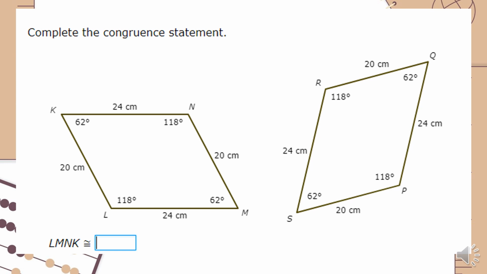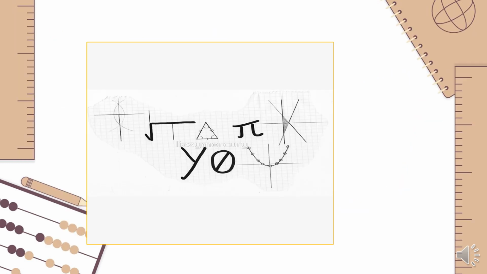Now move to the next shape. Complete the congruence statement. Again, LMNK will be congruent to RSPQ. So we have to start from the same point. L is 118 degrees, and on the right side it has 24 degrees. So again we will choose R, that is 118 degrees, and move down. It is 24 centimeters, and that line segment starts from R until S. So it will be RSPQ. Both of the parallelograms are congruent.